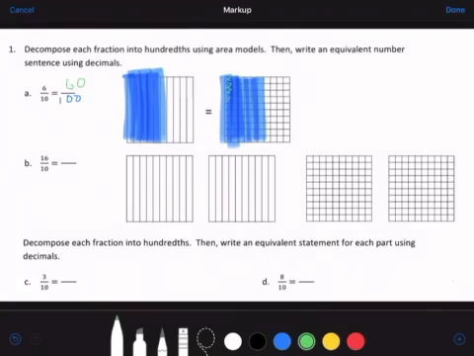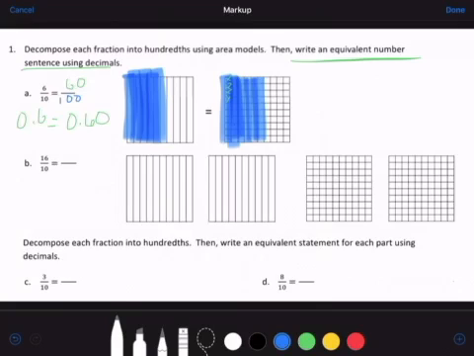But then it says to write an equivalent number sentence using decimals. So you would have to know that 6/10 is the same as 0.6, and that's equal to 0.60, or 60 hundredths. Then you do the same for B.